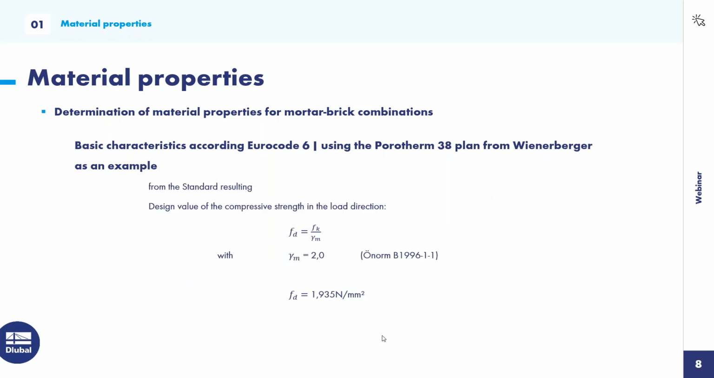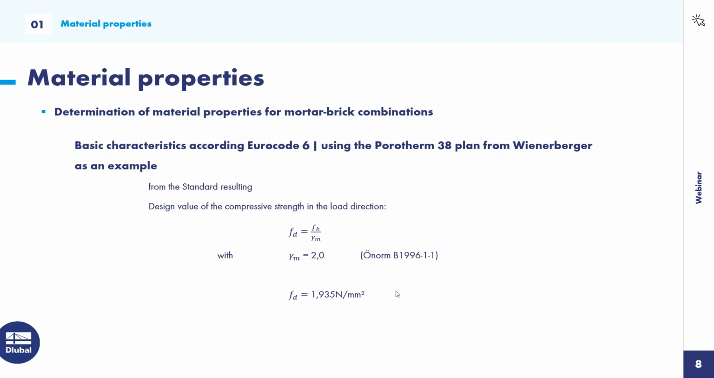The next step we need is the design value. The design value is only dependent on the characteristic strength and the safety factor. When you take a look at the standard, in our case we have a safety factor of 2, and then you get the design value.